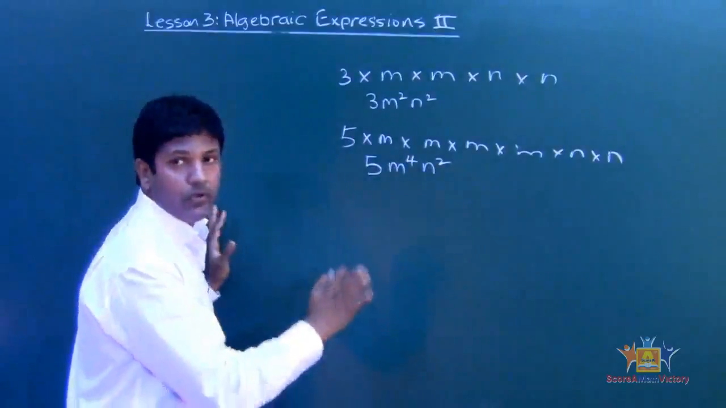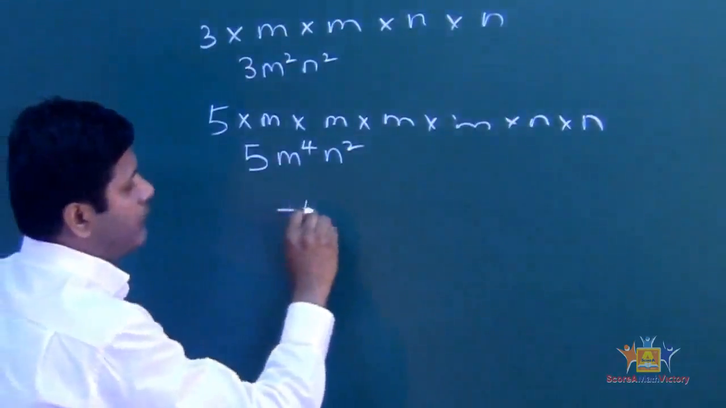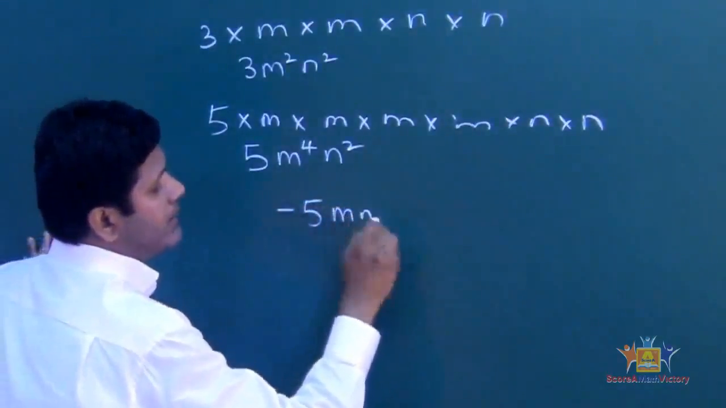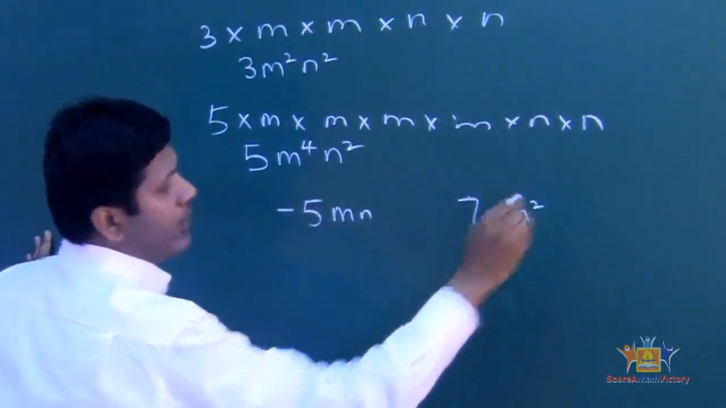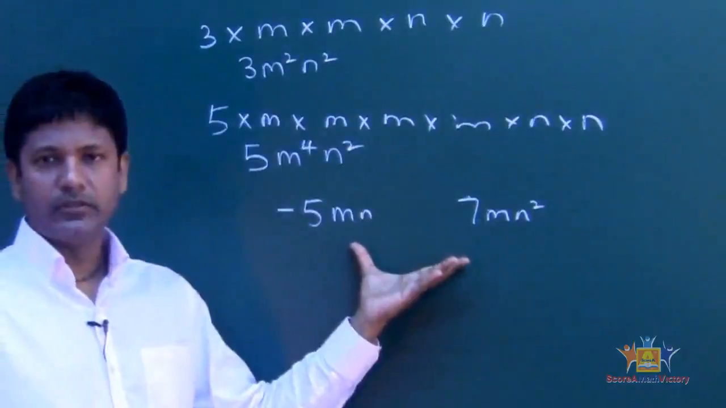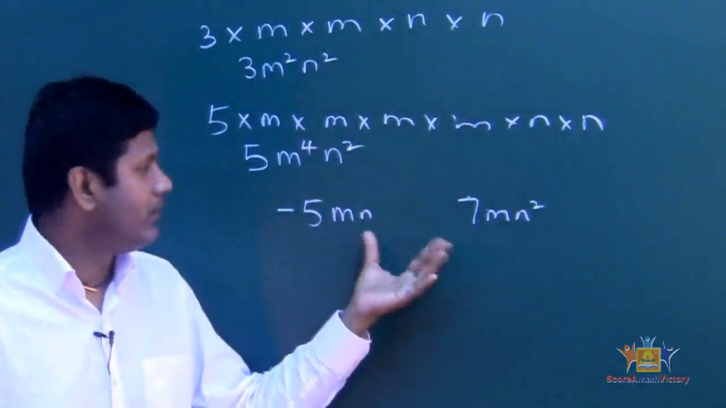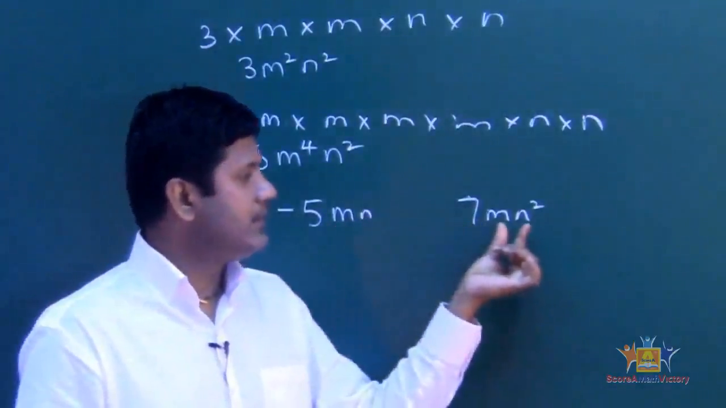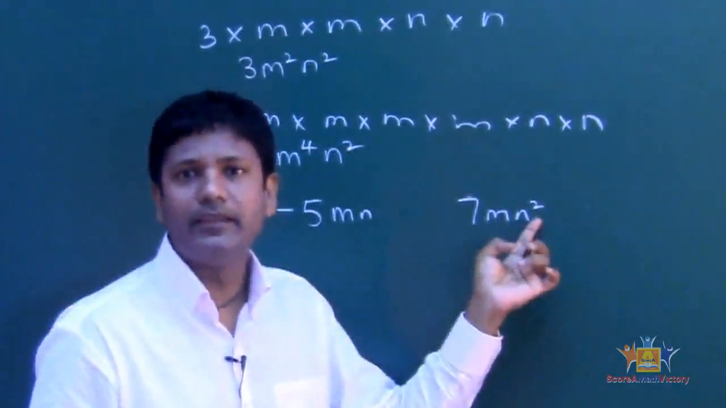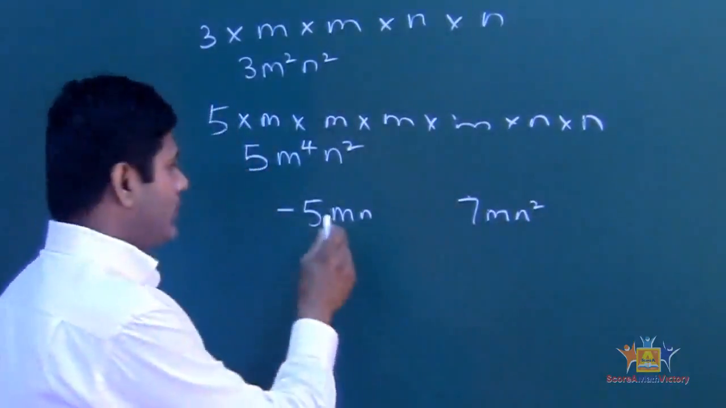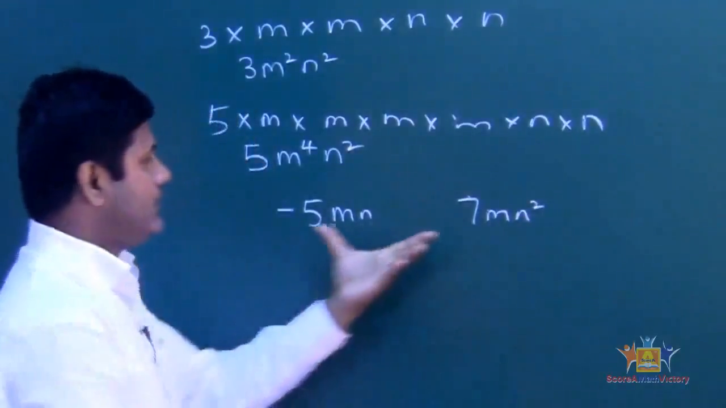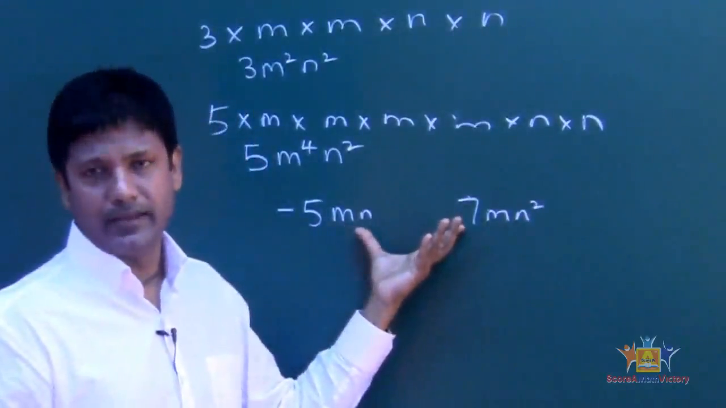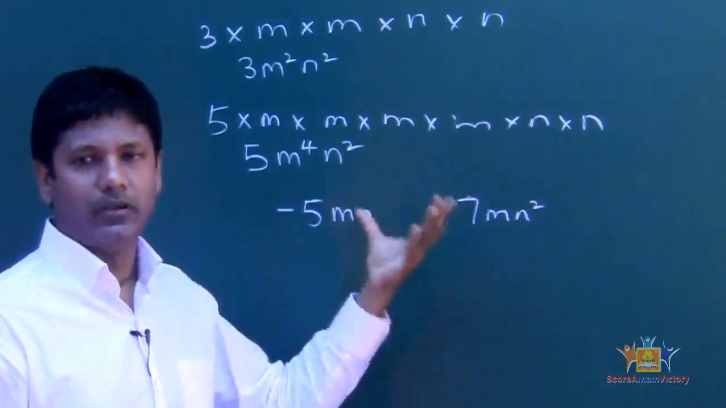Now let's review. We talked about, let's say if I have negative 5mn and then I give you 7mn squared. Are these like terms? They're not. Why? Because this is mn and this is mn squared. See that? Even though this one is mn and this one also has mn, there's a squared to it. So that makes these two not like terms. Okay, they're unlike terms. Alright, very important.